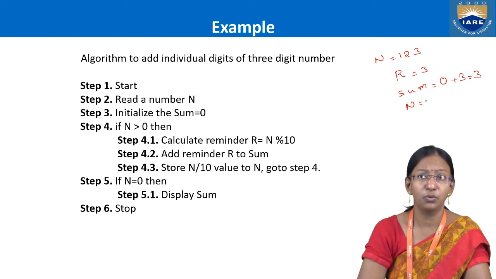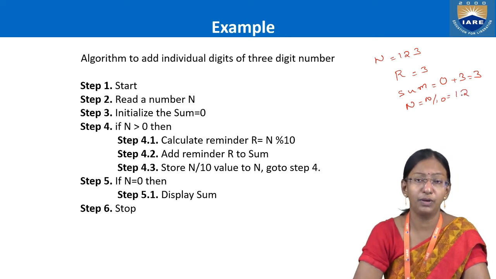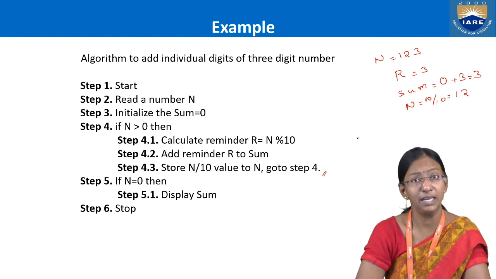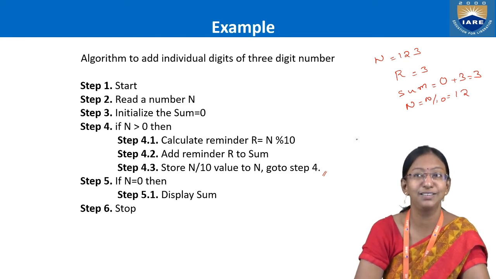Now I'm going to store n as n by 10. That is 123 by 10. You're going to get 12, right? The latest value of n is 12 now. Again, in this algorithm, you can see that it says go to step 4. Again, check whether n is greater than 0 or not. Yes, it is greater than 0 because n is 12 now. Again, perform the same operations.